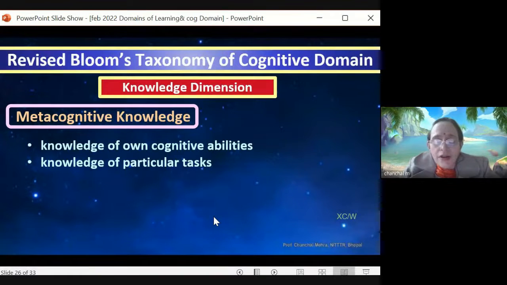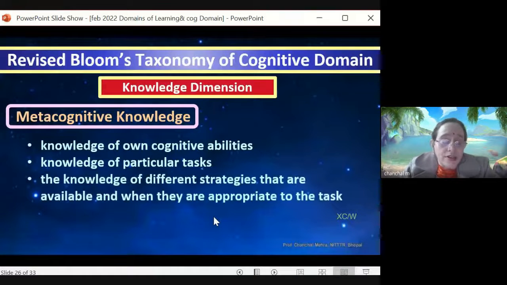When a task is given to the students, or when you have been allotted certain tasks, as an individual you must have an assessment of your own cognitive skills, and at the same time knowledge of that particular task and knowledge of the different strategies that are available and when they are appropriate to the task. Although it looks very simple, unless we provide opportunities to the students to develop these skills, and these are only possible when we can introduce the concept of reflective learning in the students.